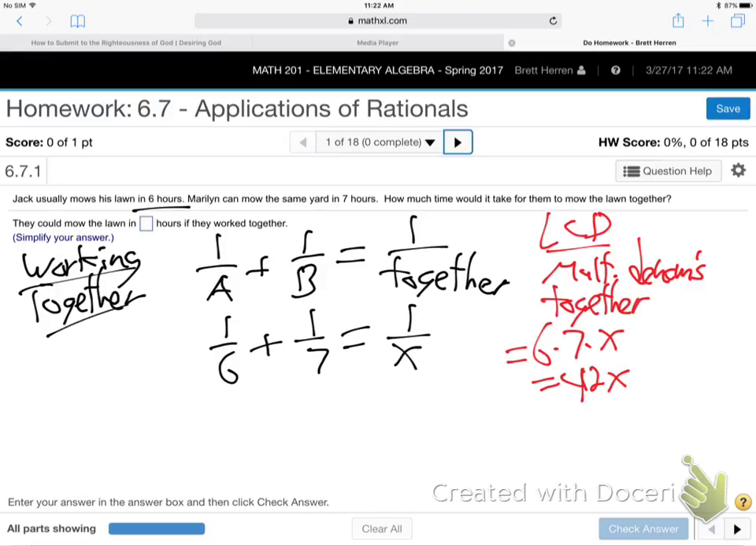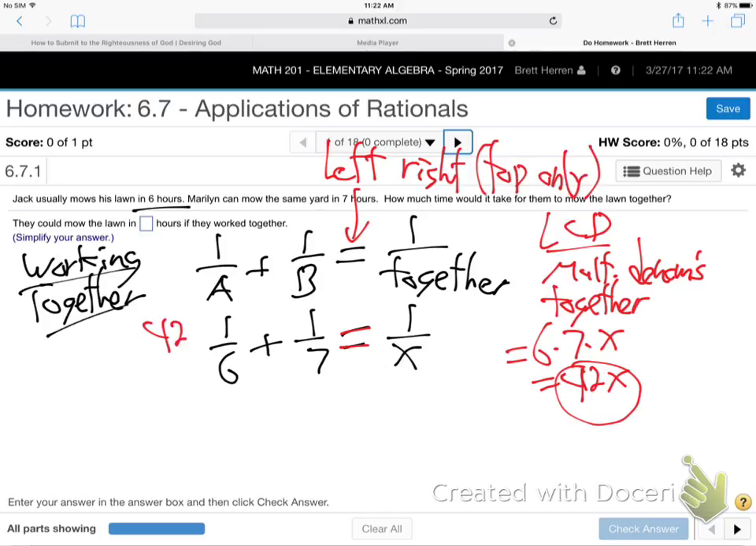Now, I've got the LCD. It's 42x. What am I going to do with the LCD? This is where that spiel I gave you comes in. Is my thinking on this problem top-bottom, or is it left-right? Left-right, because we have an equal sign. The quiz did not have an equal sign, so I did top-bottom. This one does have an equal sign. So equal sign means left, right. In other words, top only. I'm not going to do top and bottom. So I'm going to take that 42x and go top only. Does that make sense?